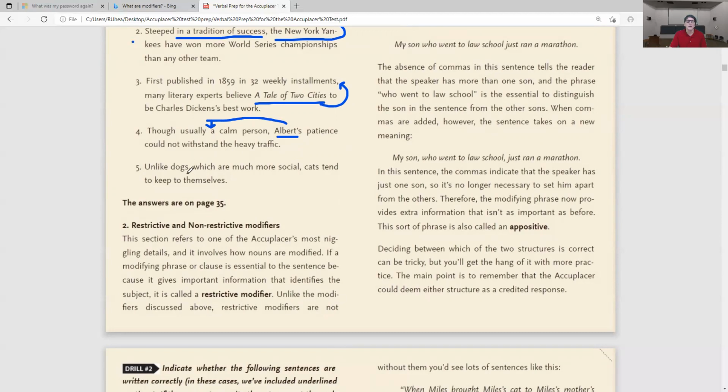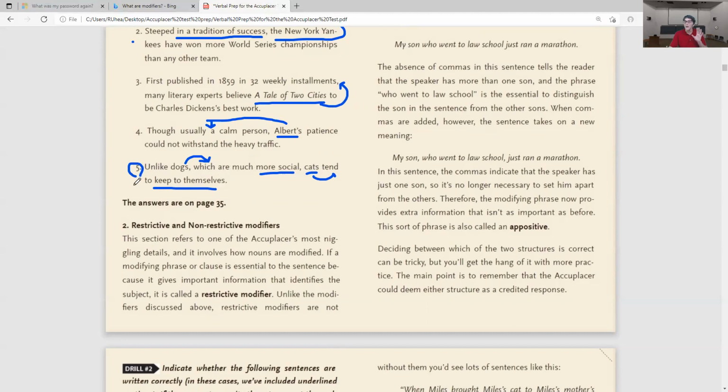Number 5, unlike dogs, which are much more social, cats tend to keep to themselves. So we've got dogs right after the comma here, which are much more social. Dogs are much more social. Cats tend to keep to themselves. The word cats comes right before keep to themselves. So the subjects are connected very close to the modifiers. Dogs are much more social. Cats keep to themselves. So number 5 is correct.